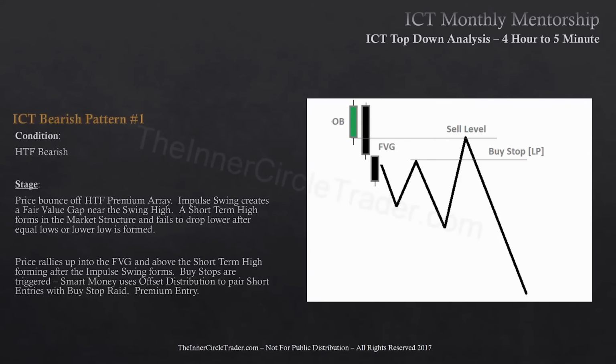Okay, this is ICT bearish pattern number 1, and the condition is obviously higher time frame is bearish, and the stage or pattern is this. Price bounces off of a higher time frame premium array. An impulse swing creates a fair value gap near the swing high. A short-term high forms in the market structure and fails to drop lower after equal lows or a lower low is formed. Price rallies up into the fair value gap and above the short-term high forming after the impulse swing. Buy stops are triggered. Smart money uses offset distribution to pair short entries with buy stop raids.